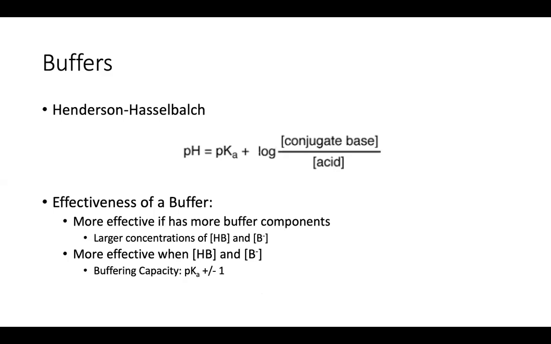So if your pKa is 6, right? If some acid's pKa is 6, it would be good at buffering between a pH of 7 and 5. But outside that range, it wouldn't be good at buffering. If you added acid or base, it would rapidly change the pH, while within that range, it would change the pH very slowly.